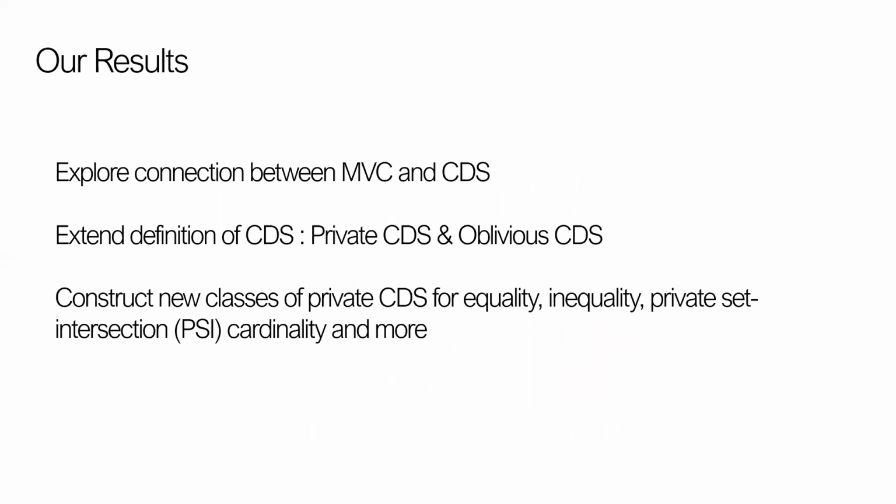In this work, we continue exploring the connection between multi-client verifiable computation and CDS in the malicious setting, and show new constructions for a variety of predicates. In order to use a simulation-based definition for our protocols, we extend the security definition of plain CDS to support 2 additional features, privacy and obliviousness, which I will explain more in a couple of slides. Finally, we construct new CDS schemes for checking equality and inequality for 2 large numbers, PSI cardinality, and more.